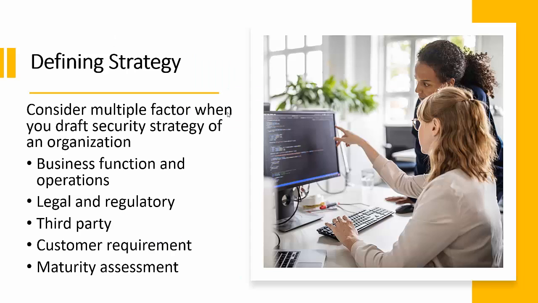One thing we need to understand is how to define strategy. What are the factors that make us define strategy? When we build a strategy for an organization, we consider the business functions, the legal and regulatory requirements, the third-party services or third-party offerings, customer requirements, and also the maturity requirement. As I said, a strategy steering committee must be set up first, with the primary role of providing necessary support to the project manager, making decisions about the objectives and resources, and monitoring progress toward the agreed objectives. So let's take one example.